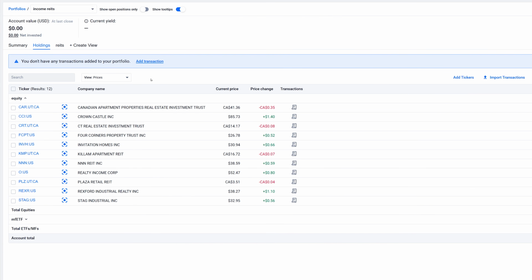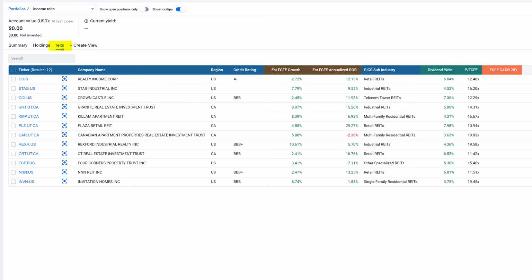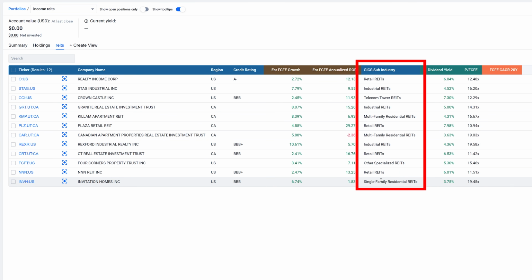So what I've done here is I've created a portfolio and I've called it Income REITs. These are REITs for income. And then I created a view on that portfolio I named REITs. And here, what I've got is credit ratings, estimated free cash flow growth, estimated free cash flow annualized rate of return, and the subsector that they're in. And you'll see there's multiple different kinds of REITs here, but there's also one company, which I'll be going over, that's actually not a REIT. It's really more of a real estate investment.